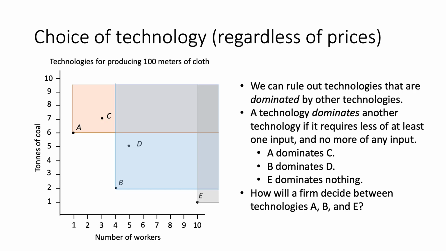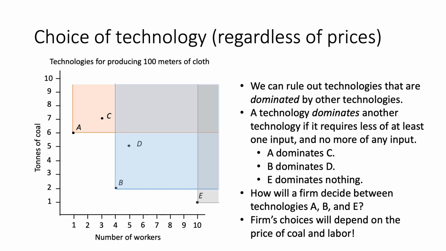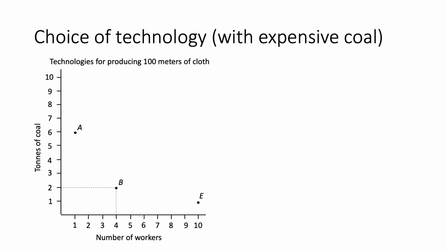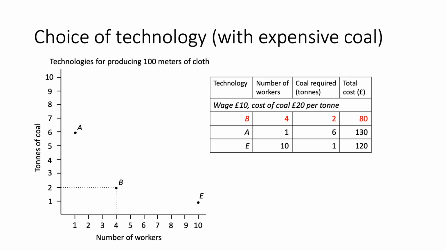Now we want to know how a firm will decide between these 3 different types of technology that are left. The firm's choice is going to depend on the price of coal and labor. This "and" here illustrates that we're going to be looking at the relative price of these 2 inputs. Let's start with an example when coal is expensive. We can see in our table here that we're giving the costs of our inputs. So the wage rate of 10 pounds is the cost to each number of workers.